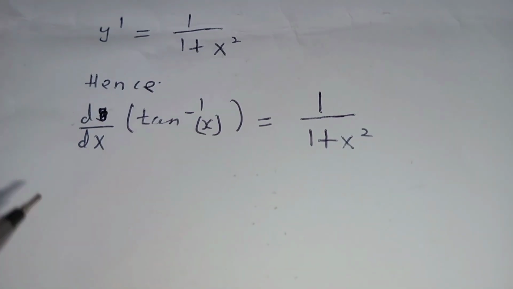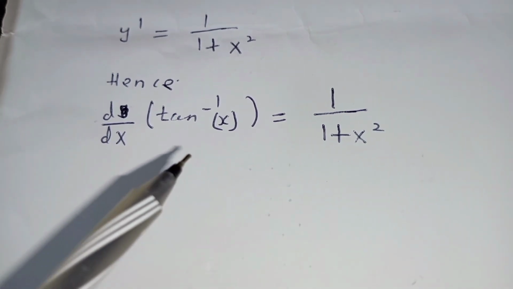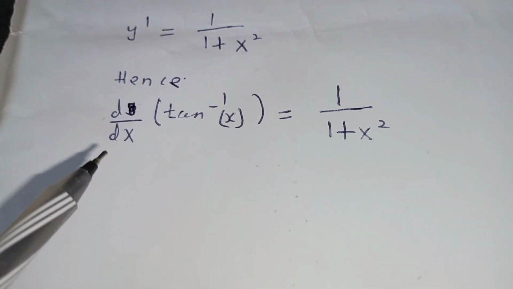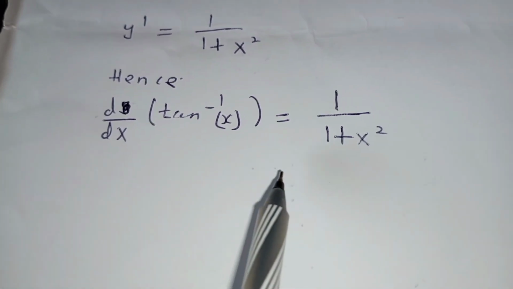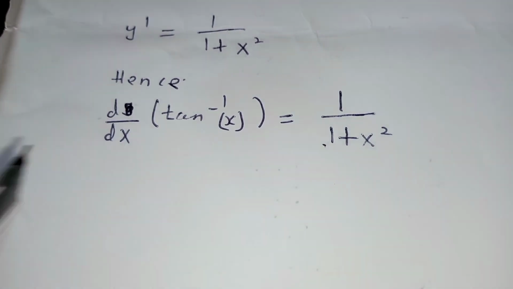Hence, to differentiate tan inverse of x with respect to x, the result is 1 divided by 1 plus x squared.